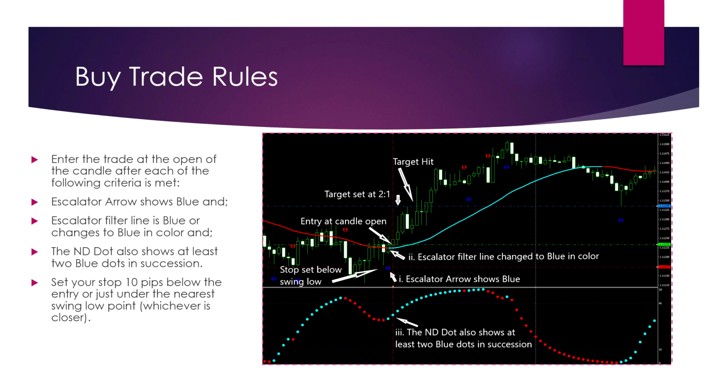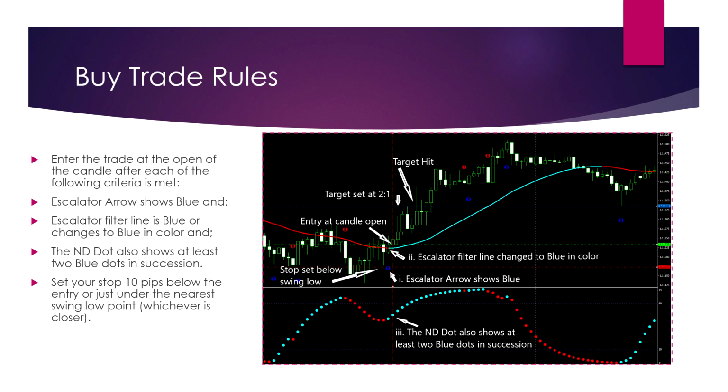Buy trade rules. Enter the trade at the open of the candle after each of the following criteria is met. The escalator arrow shows blue, the escalator filter line is blue or changes to blue in color, and the ND dot also shows at least 2 blue dots in succession. Set your stop 10 pips below the entry or just under the nearest swing low point, whichever is closer.